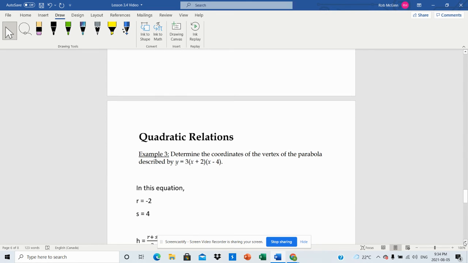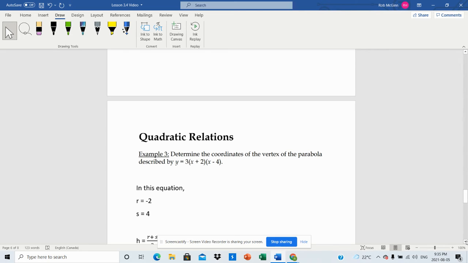So, let's try it. Determine the coordinates of the vertex of the parabola described by y equals 3 times (x plus 2) times (x minus 4). The first thing I like to do is state what we know. And what we know is r is minus 2 and s is positive 4. Remember, r and s are the opposite signs of whatever's in the brackets here. So r is minus 2, s is positive 4.